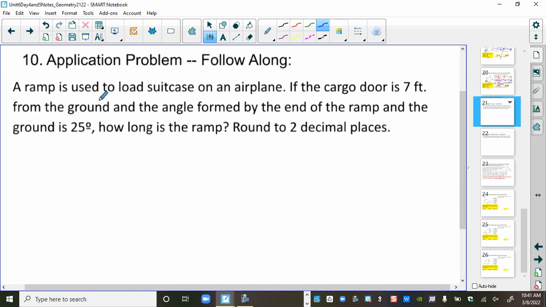Okay. A ramp is used to load a suitcase onto an airplane. If the cargo door is 7 feet from the ground, and the angle formed by the end of the ramp and the ground is 25 degrees, then how long is the ramp? So basically, you got to draw a picture. It's not the best.